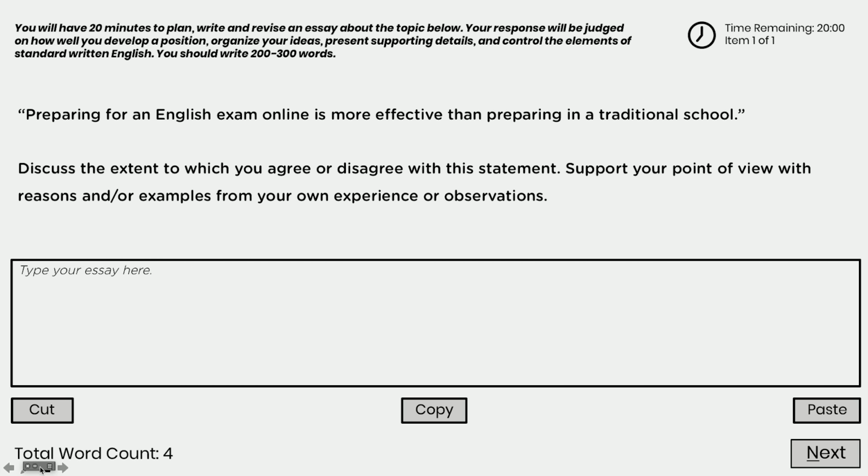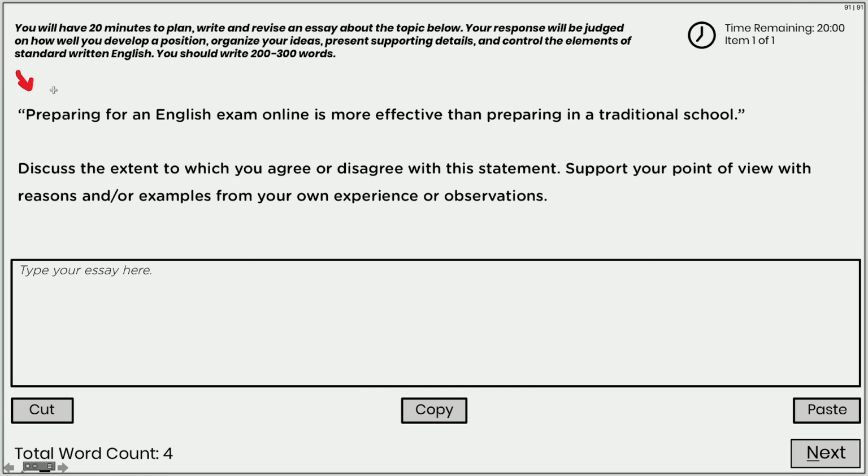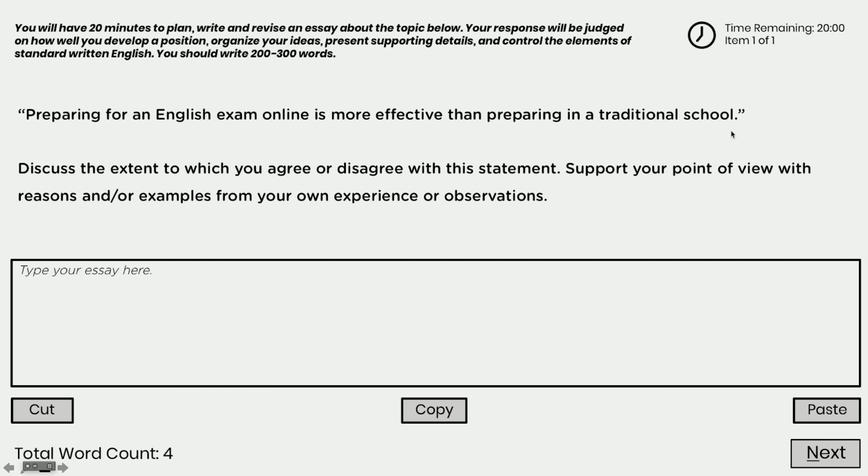Okay, let's go through this question prompt here. It's a bit of a leading question. It says, preparing for an English exam online is more effective than preparing in a traditional school. Let me read that again. Make sure you understand this fully. This is critical, actually. On test day, read this thing like 7 times so you fully know what's going on here. Preparing for an English exam online is more effective than preparing in a traditional school. Discuss the extent to which you agree or disagree with this statement. Support your point of view with reasons and/or examples from your own experience or observations.